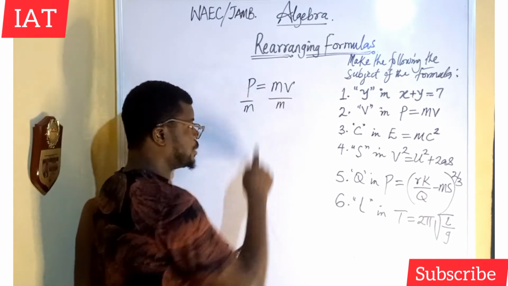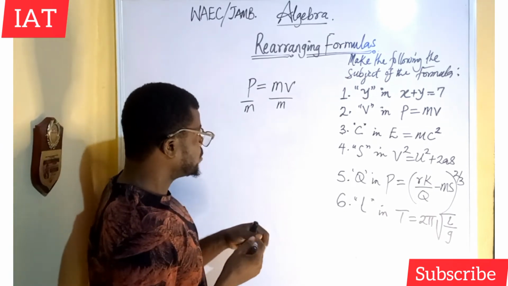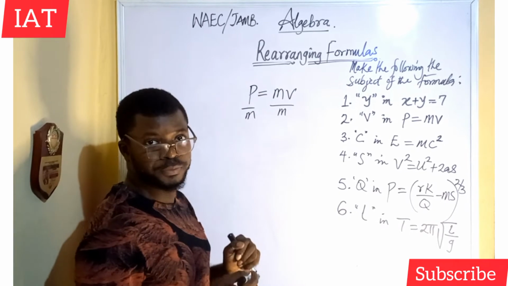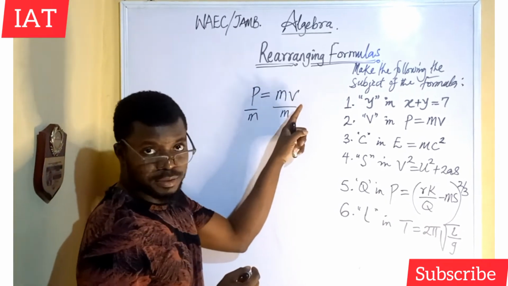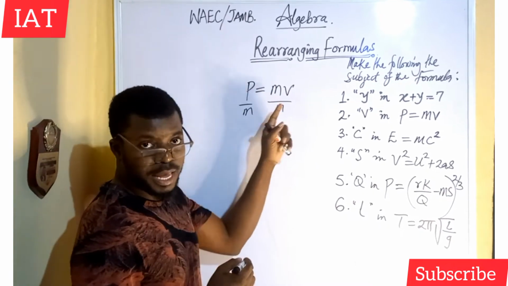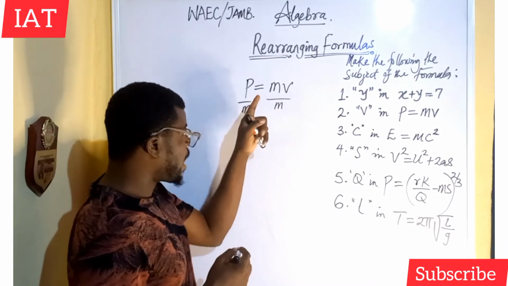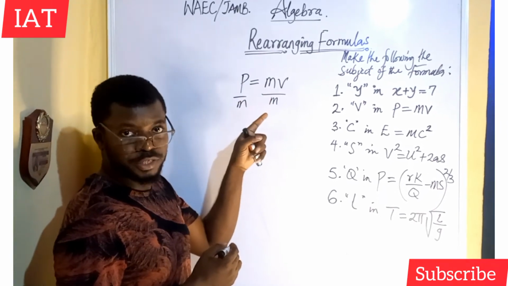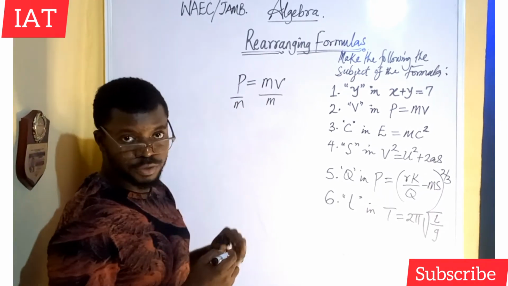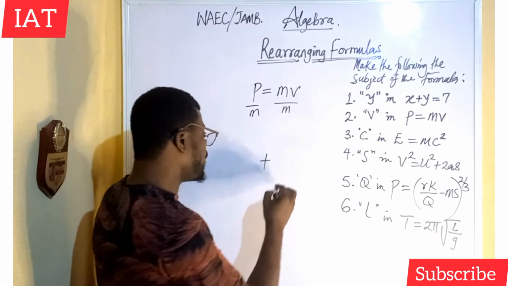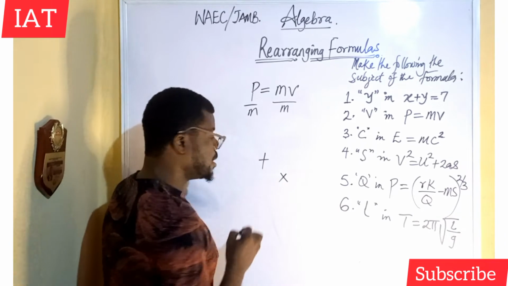This m is attached to v, and the relation between these two terms is multiplication. That means m multiplied by v gives mv. So in order for you to separate m from v, you need to act in the opposite direction of multiplication. And what is the opposite of multiplication? That is division. Similarly, the opposite of addition is subtraction, and the opposite of multiplication is division.